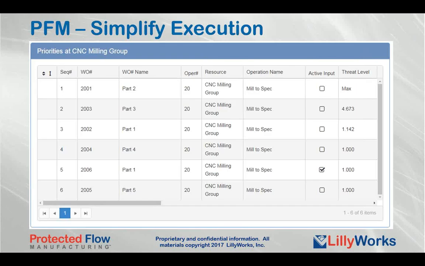Unlike traditional scheduling software, protected flow manufacturing doesn't require you to run any programs. The priorities are real-time and dynamic. Buffer remaining is always up to date, simply with the passage of time. You can always look into the system and see shop-wide or by a particular resource, what is the most important job to be worked on right now? Protected flow manufacturing is that simple.